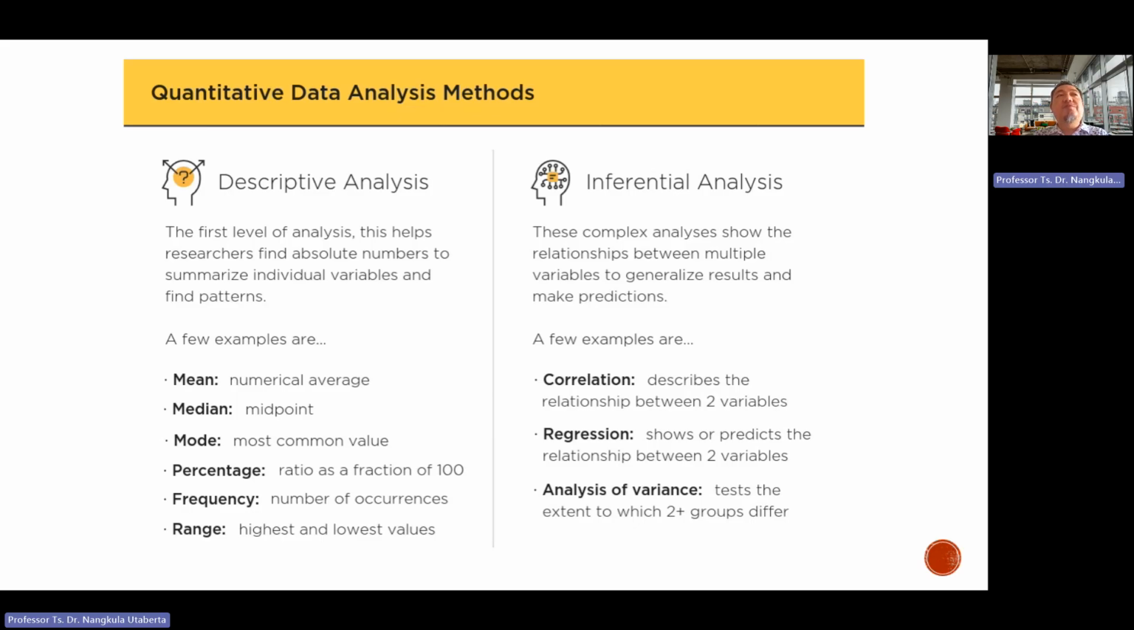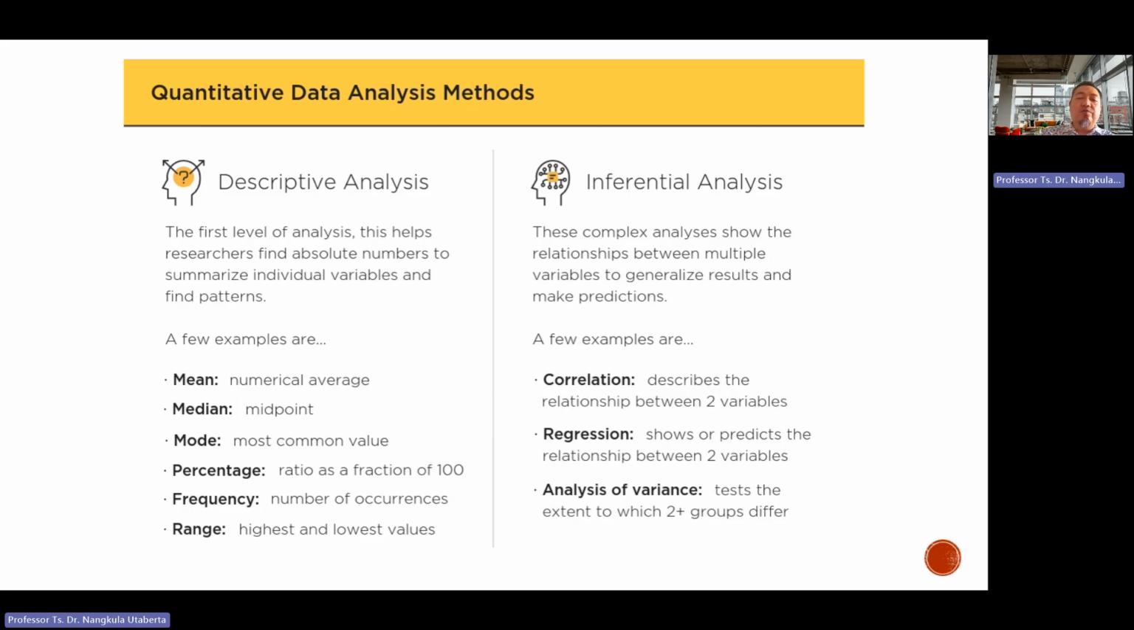One is called descriptive analysis, when you are describing the numbers: median, percentage, frequency, rating, etc. Or you are doing inferential analysis. Inferential analysis is more complex, when you're trying to find, for example, the correlation between two or three variables. You're trying to find the regressions, how one predicts the other between two variables, analysis of variance. You predict what happened, the trends. That's called inferential analysis. So these are the things that you can choose after you gather your data.